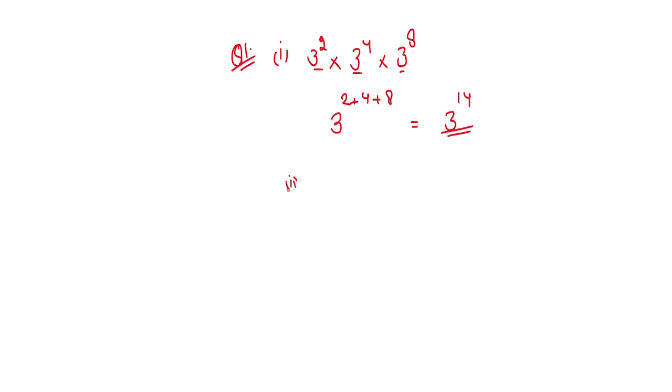Now the next part, in the second part there is 6 raised to the power 15 divided 6 raised to the power 10. If there is a division, then what you have to do? You have to subtract the powers. Then it became 6 raised to the power 5.